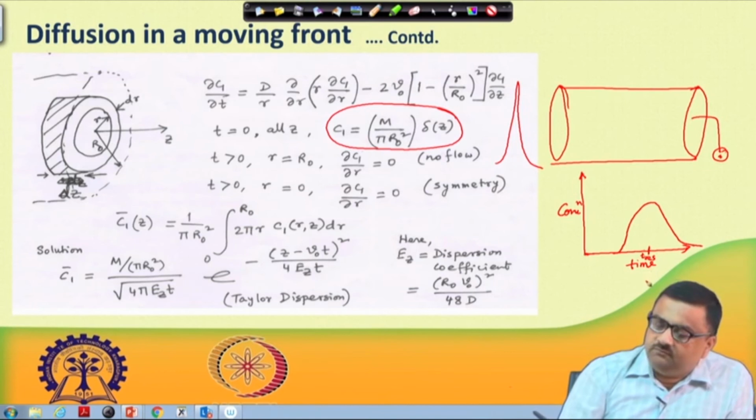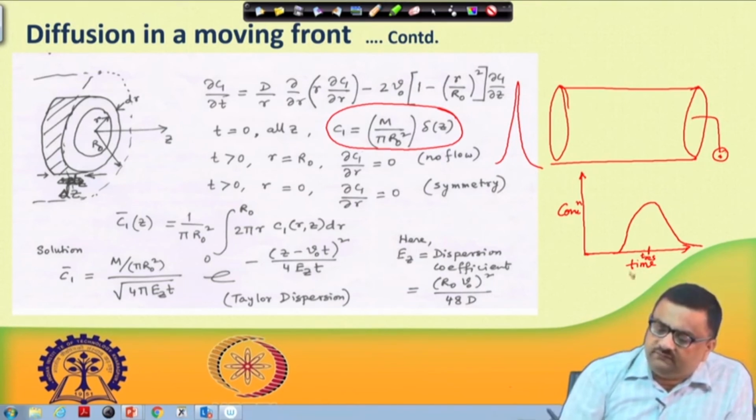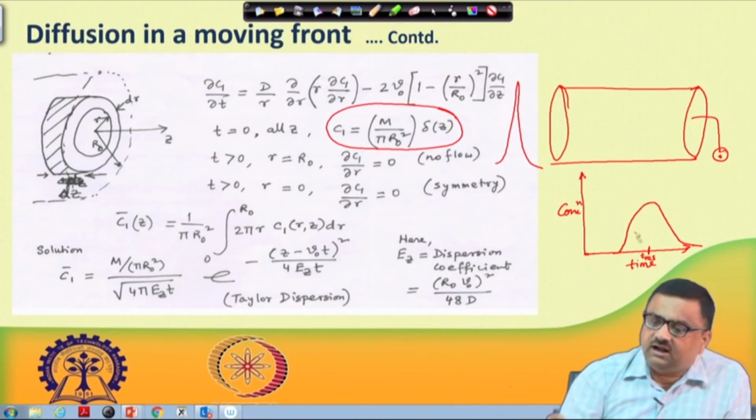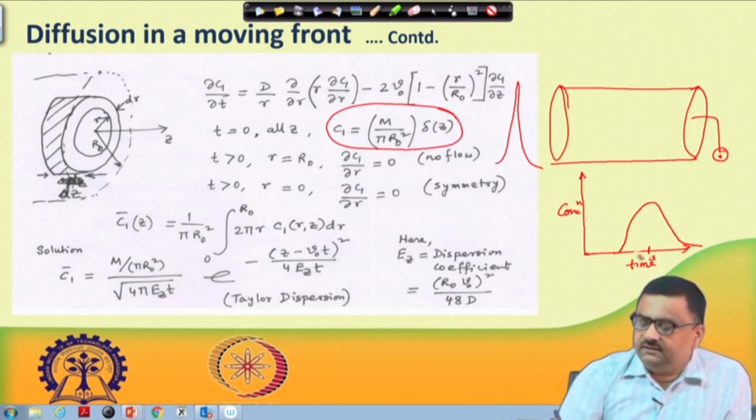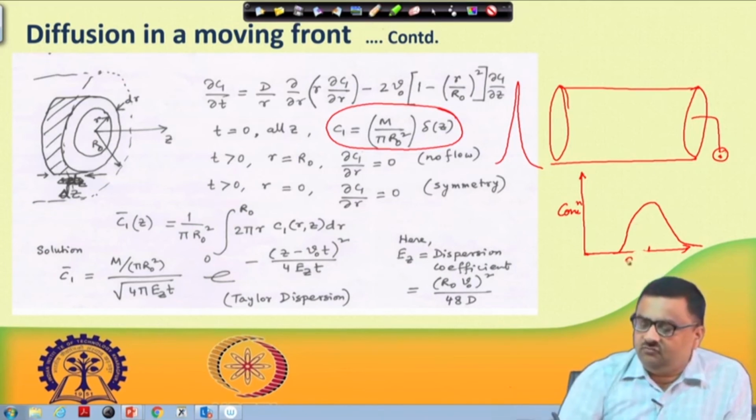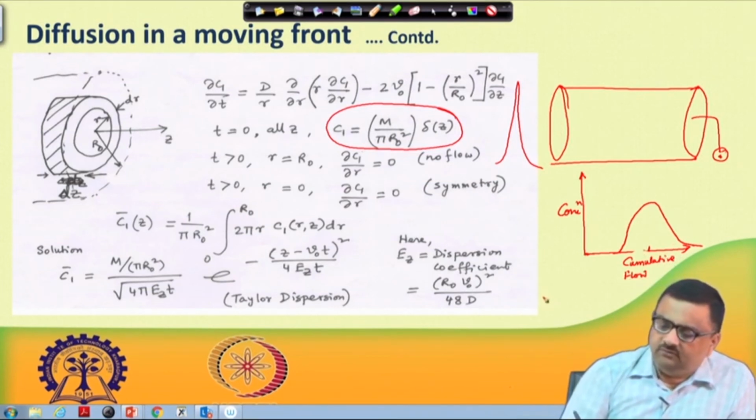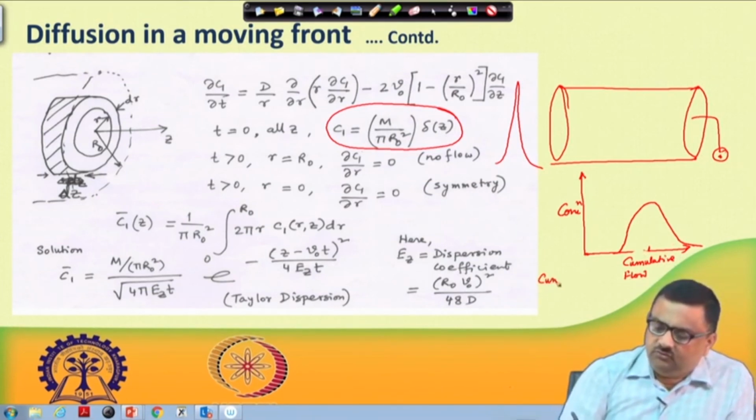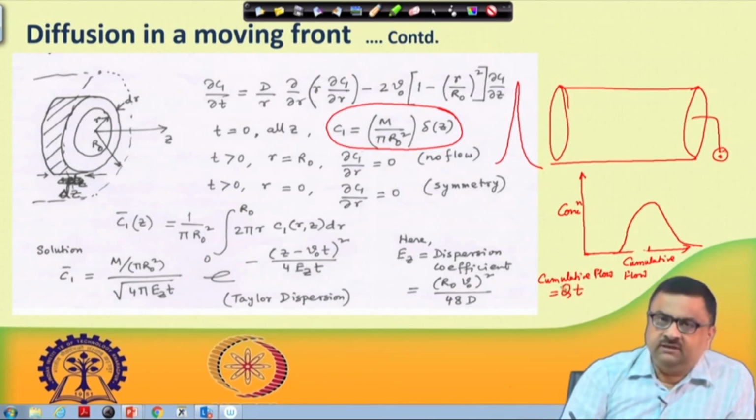So, now you can convert this concentration, instead of time, and plot it as a cumulative flow, where cumulative flow is basically equal to Q multiplied by T, where Q is the volumetric flow rate.